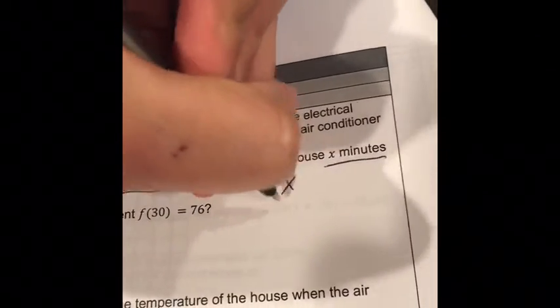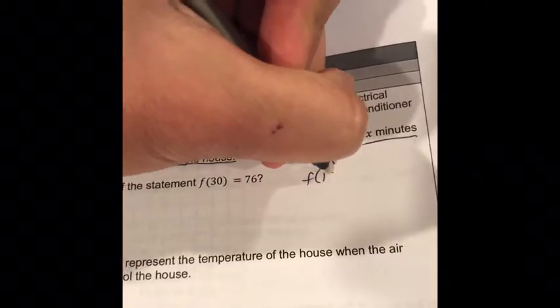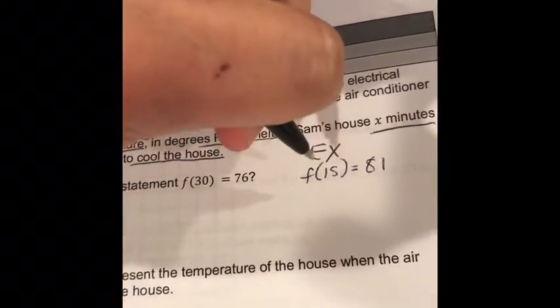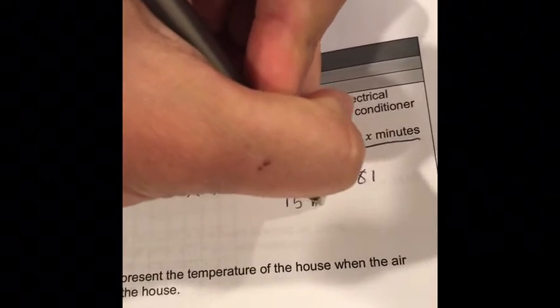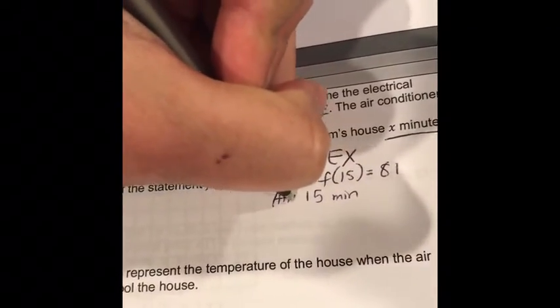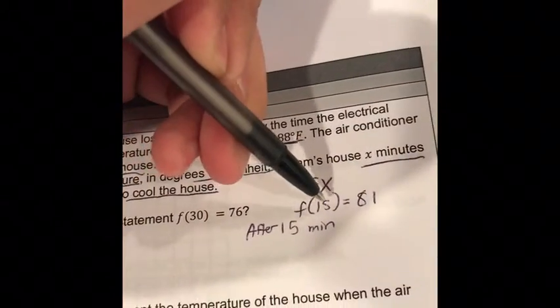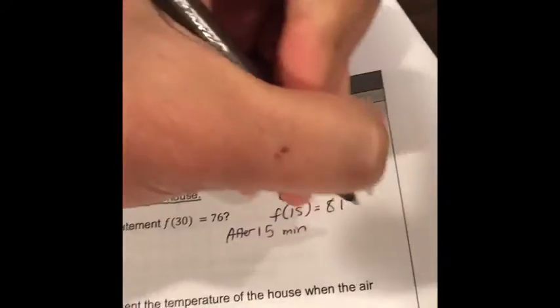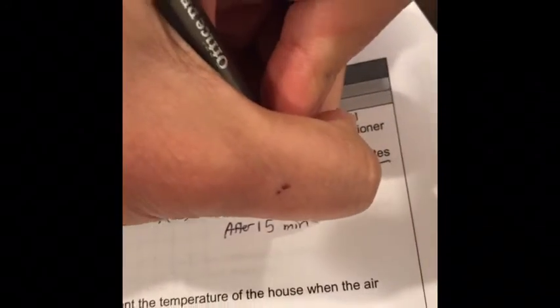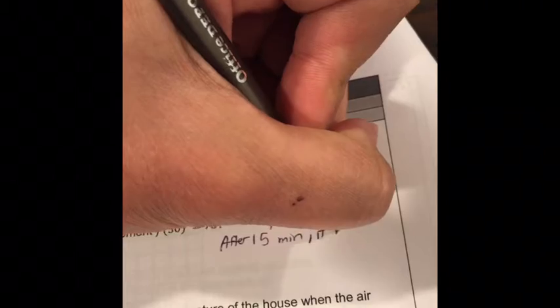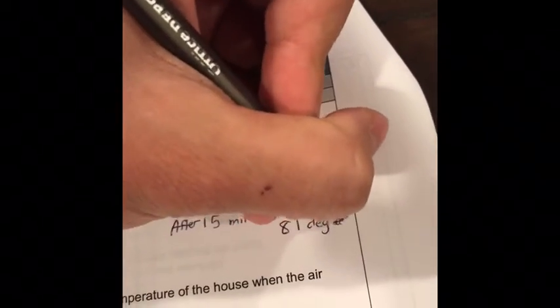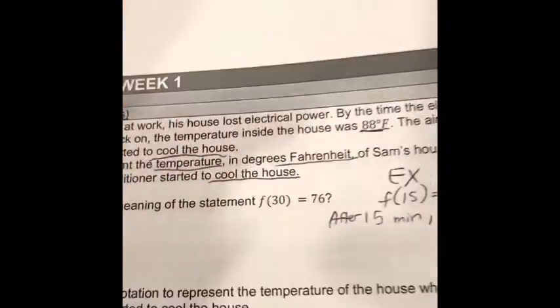I'm not going to do this problem. Let me do an example problem. Example, let's say f of 15 equals 81. What this example means, after 15 minutes, I say 15 minutes because x, or what's in the parentheses, is the minutes, my input. My output is 81, so after 15 minutes, it will be 81 degrees. So use this example for this right here.